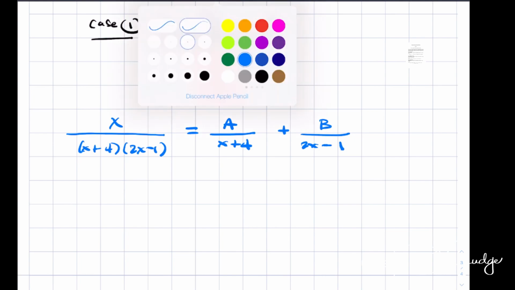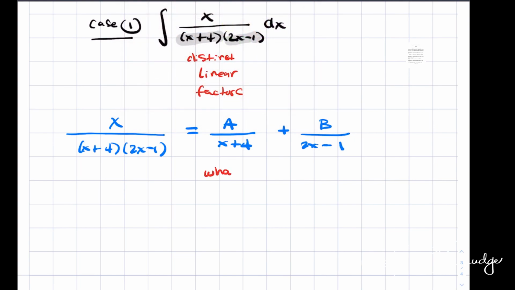And here's going to be our task. Here's what we have to do. What's the value of a and b? What are those constants? And this is what we have to find. If we can find those values, then we can replace this more complicated fraction, rational, with the sum, in this case, of two simpler rationals that we can actually use for integration. And that's the whole idea.